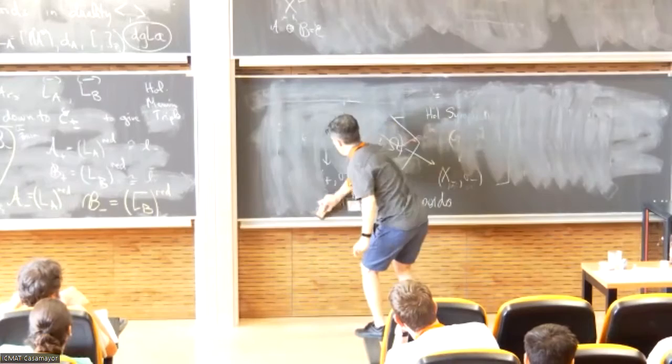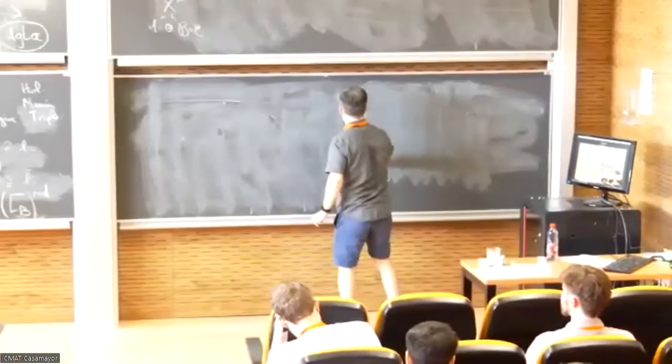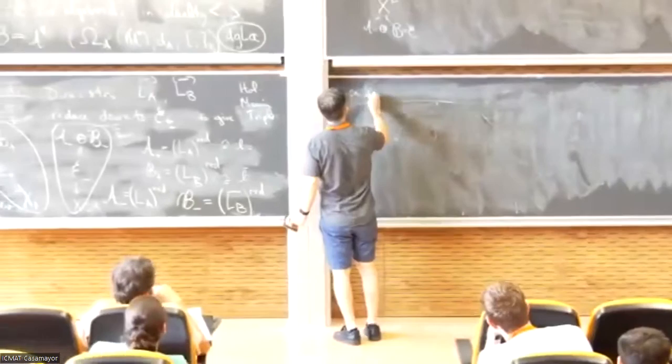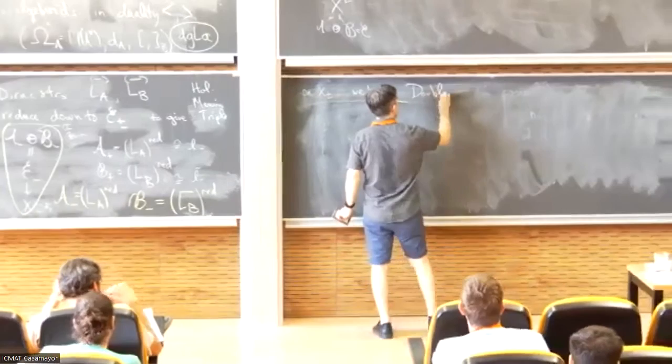Okay. So on both sides, on X plus and minus, we have double symplectic groupoids.